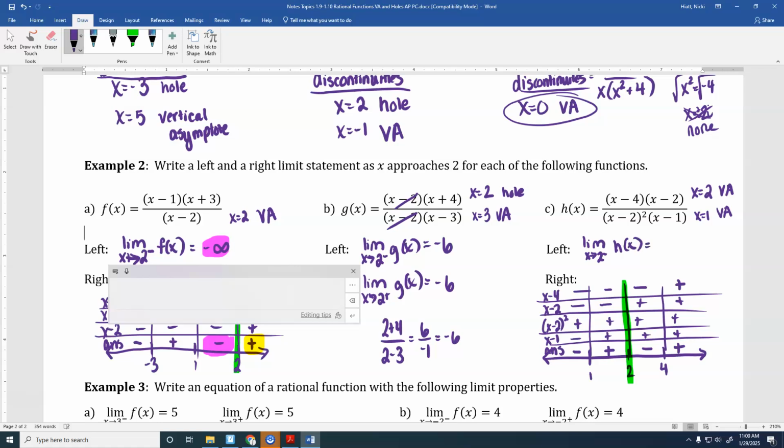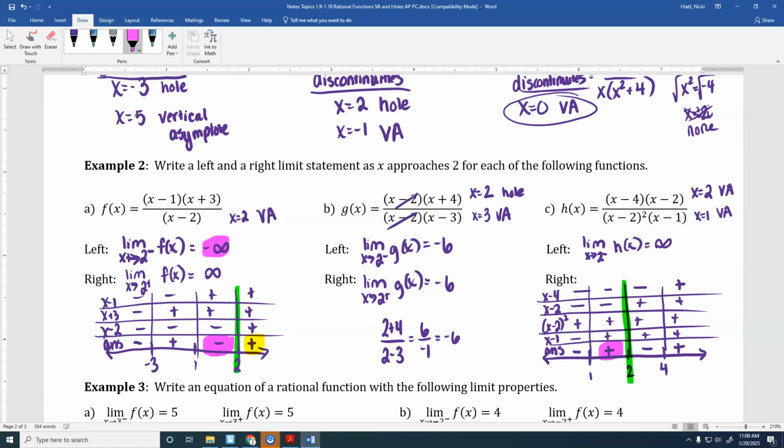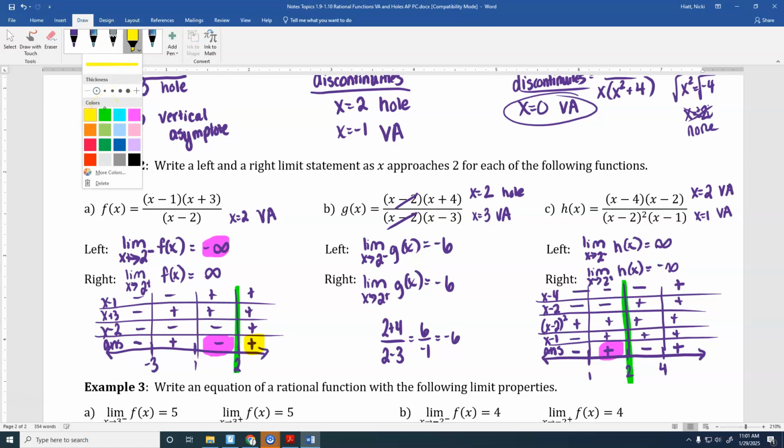So h of x, for the left side, what are we going to get? We'll get positive infinity because as we approach 2 from the left, I've got positives right here. And then for the right side, limit as x approaches 2 from the right of h of x would equal negative infinity. And we get that from looking at the left side there. Okay, questions?